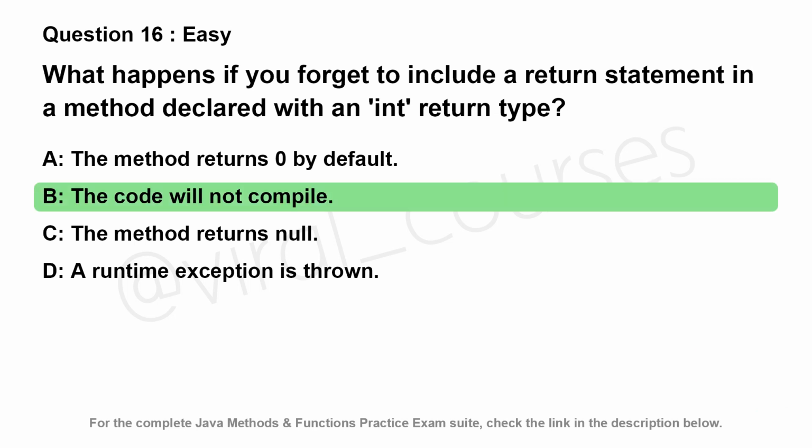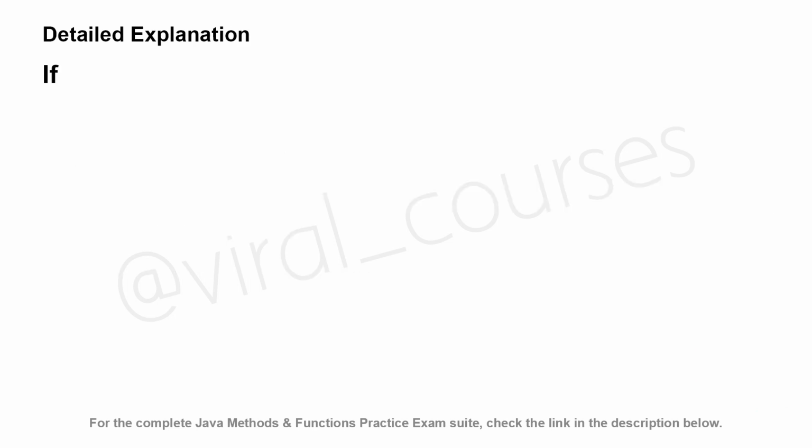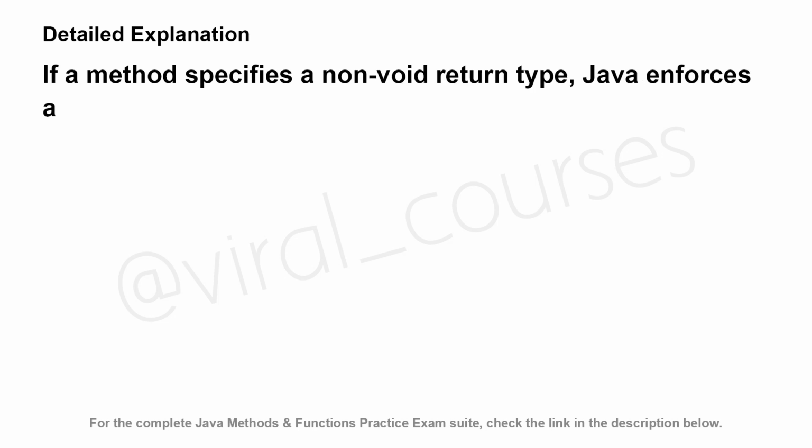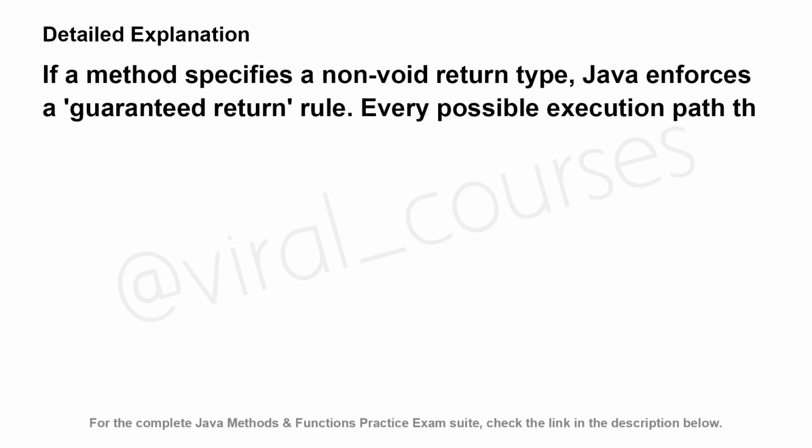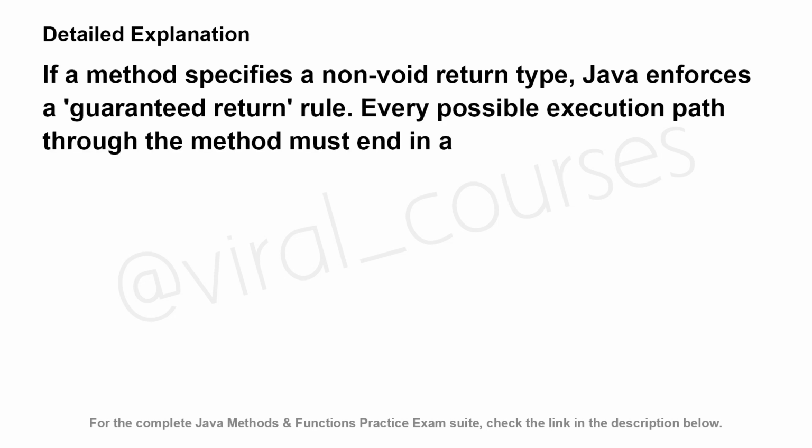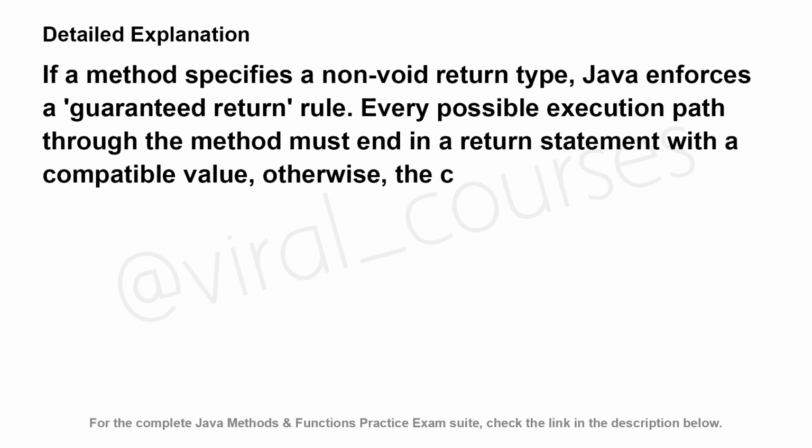The correct answer is B. If a method specifies a non-void return type, Java enforces a guaranteed return rule. Every possible execution path through the method must end in a return statement with a compatible value. Otherwise, the compiler will throw an error.